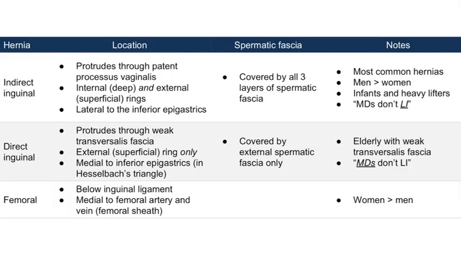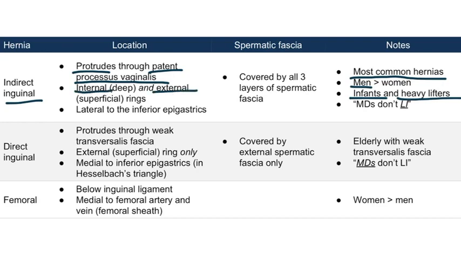Going back to the table, indirect inguinal hernias are the most common hernias overall. With that in mind, they occur more in men than women, and they can also occur in infants and heavy lifters. It occurs in infants if the canal doesn't close, and it occurs in people that are lifting lots of weight because it can reopen the processus vaginalis. And since the intestines protrude through the patent processus vaginalis, that means that it must go through the deep and external rings, or the internal and external rings.